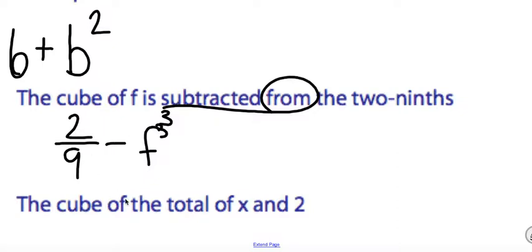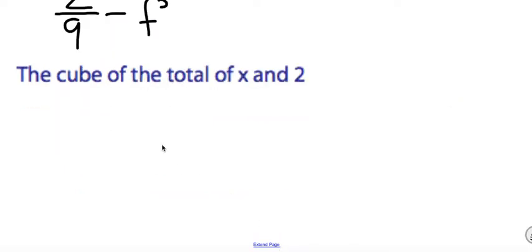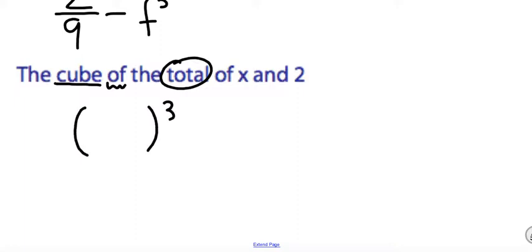The cube of the total of x and 2. Now, this one is super tricky. What do I want? The cube. The cube of what? The cube of the total. So I know that whatever I have here, I need to take a cube of, whatever the total is. The total of what? x and 2. And if I was going to total something, I was going to add them together.